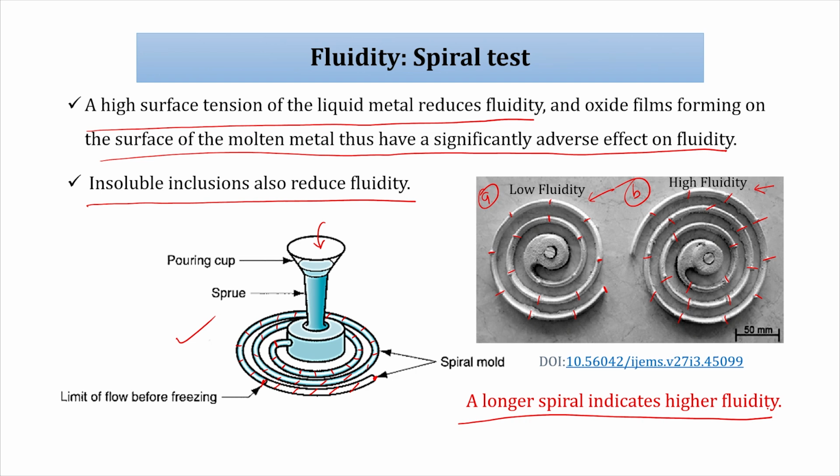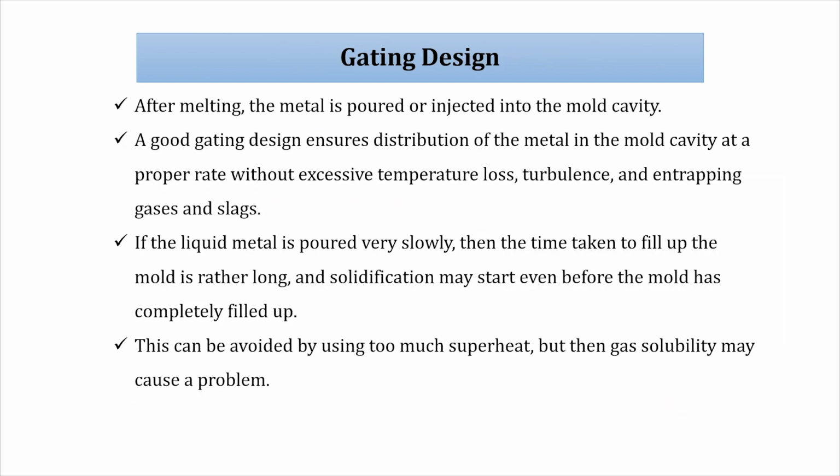Any doubt? Now, based on that, after melting, metal is poured and injected into the mold cavity. A good gating design ensures distribution of metal in the mold cavity at a proper rate, without excessive temperature loss, turbulence, and entrapping gas and slag.